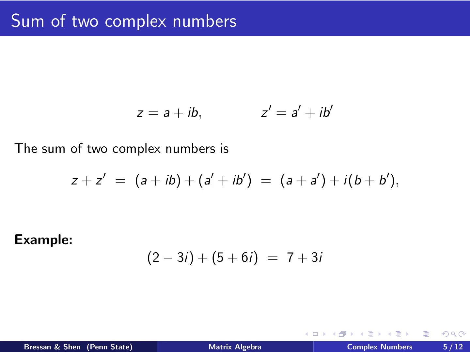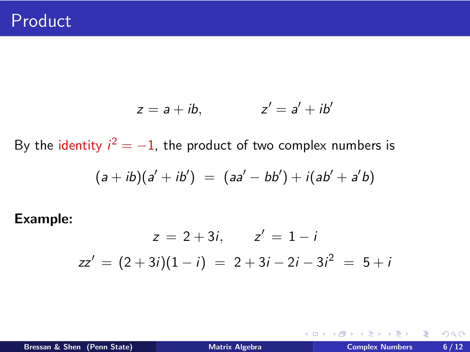Okay, so a quick example. Let's say z is 2 minus 3i and z prime is 5 plus 6i. I want to add them up. Well, I'll take the 2 and the 5, and then it's 7. That will be the real part. And then I take negative 3 and 6, add them up, I get 3i. That's the imaginary part.